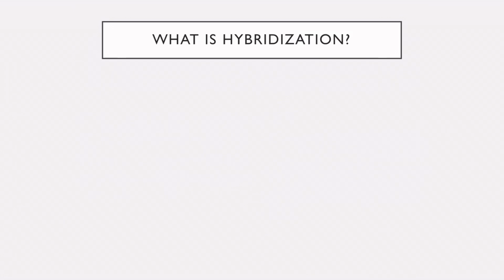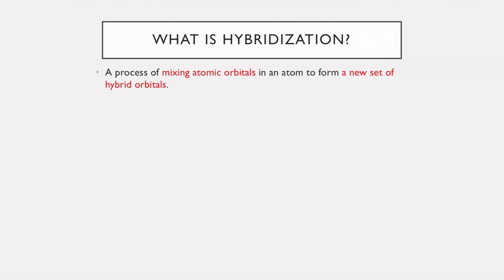So hybrid cars, hybrid plants, hybrid animals. So you're going to mix stuff and get a totally new, let's say animal. Okay. So in chemistry, hybridization is the process of mixing atomic orbitals in an atom to form a new set of hybrid orbitals. Okay. So, what are these new set of hybrid orbitals?